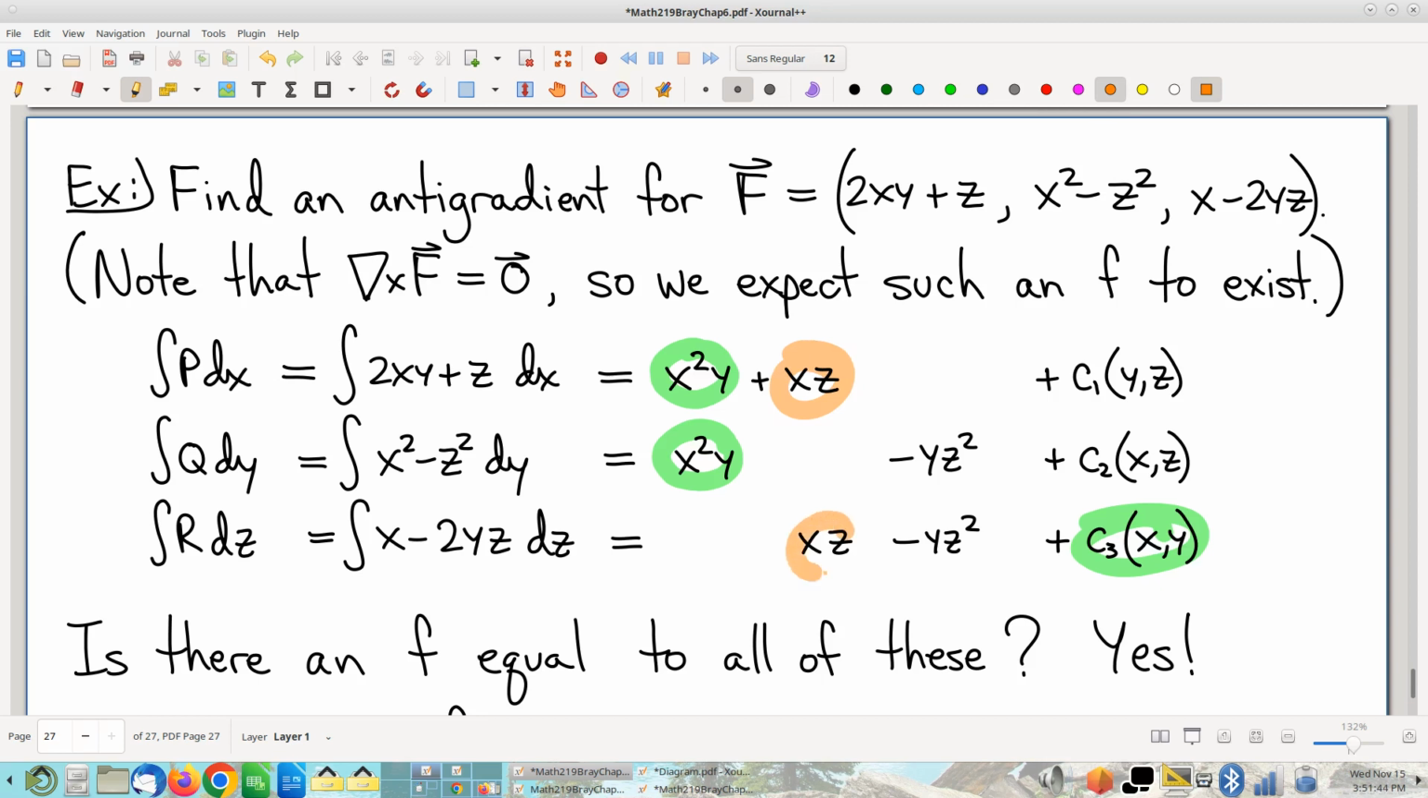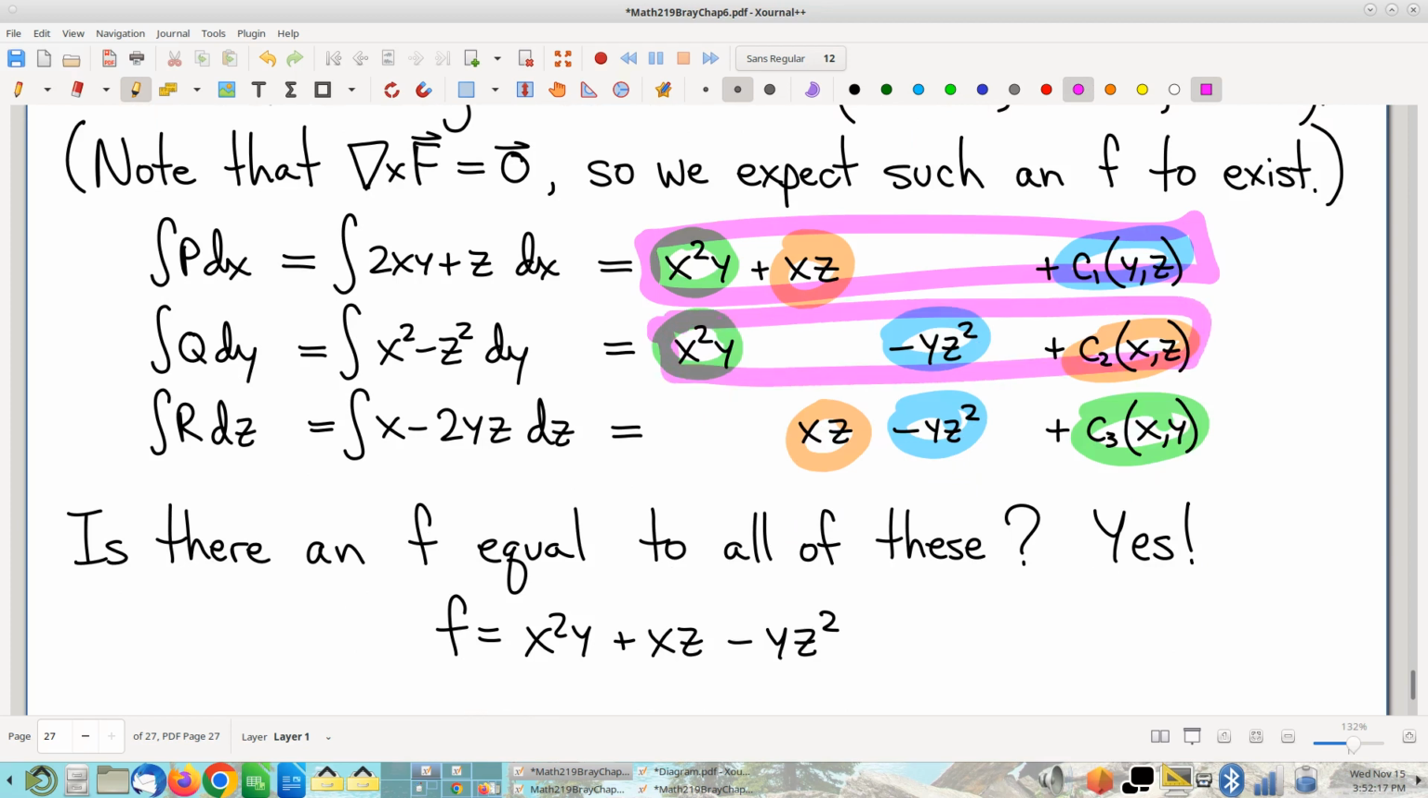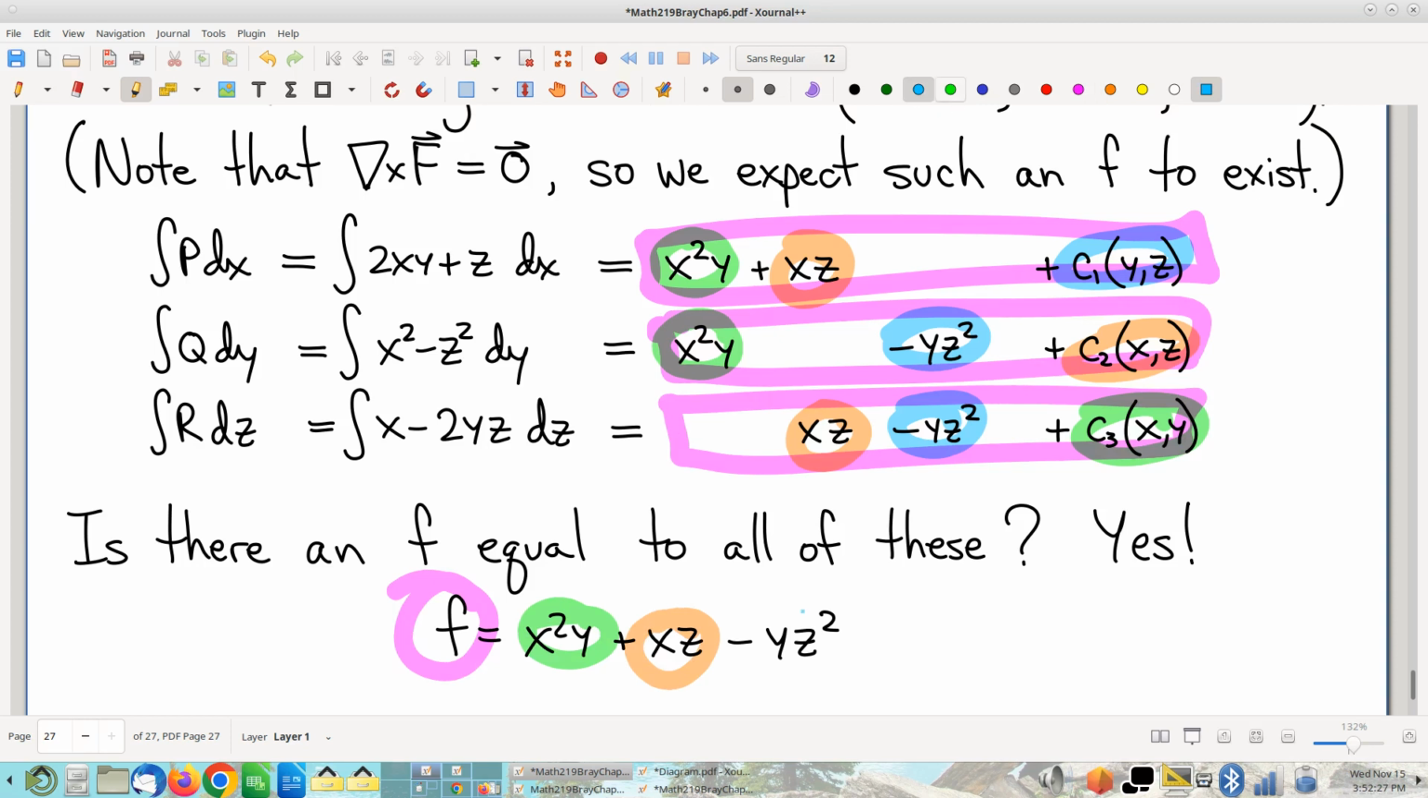I got an xz there. I got an xz there. Disappointed I don't have an xz there, but I can make this xz. Keep in mind, I get to pick this to be any function of x and z only that I want. So x times z, perfectly fine. And then, et cetera, minus yz squared, minus yz squared. And how about this? I'll make this minus yz squared. So good news, we win. These three things are already all equal to each other. They're all equal to green plus orange plus blue. And so we have ourselves an antigradient.